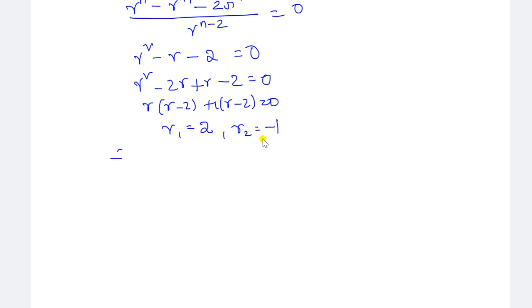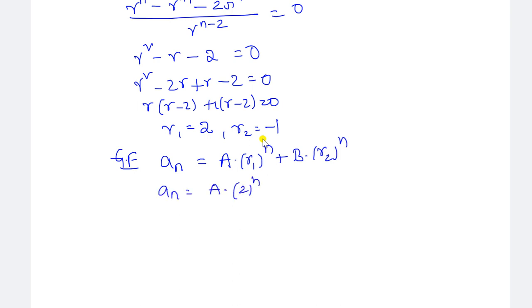Now write down the general form for the second order linear homogeneous recurrence relation for distinct real roots, that is a into r1 to the power of n plus b into r2 to the power of n. Right? So a_n is equal to a into 2 to the power of n plus b into minus 1 to the power of n.